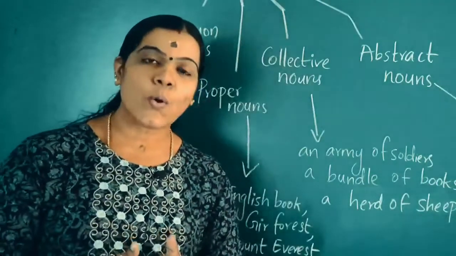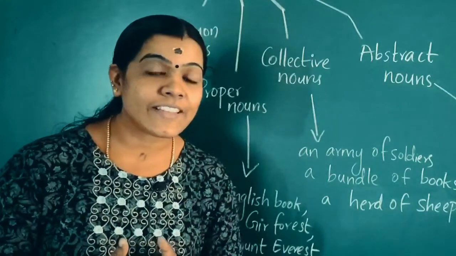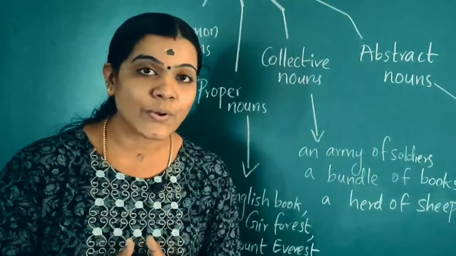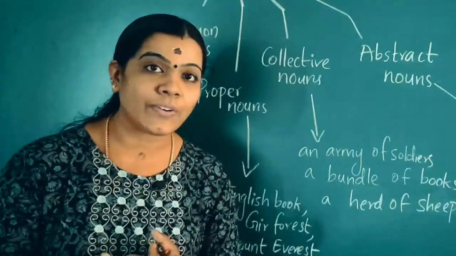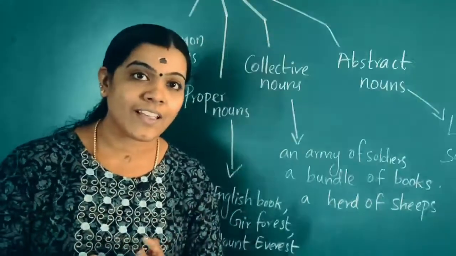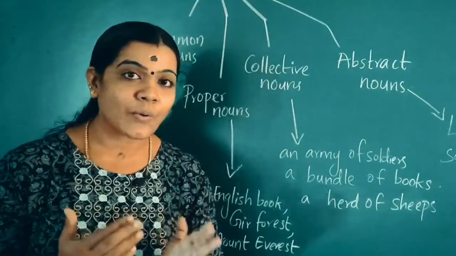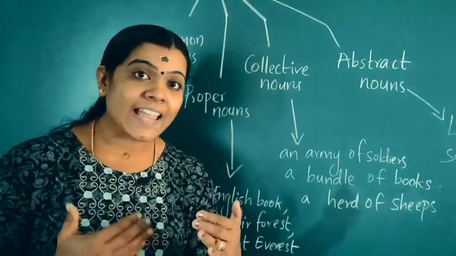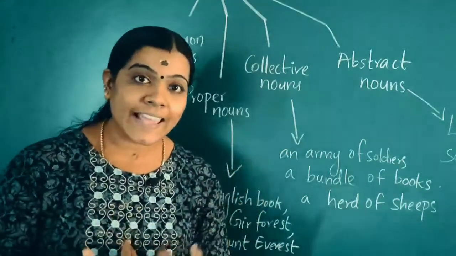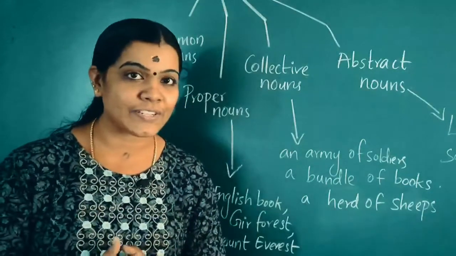Okay, children? So we have studied about nouns. So you know the definition of a noun. What do you mean by noun? In small classes you have studied about noun. What is the definition for a noun? A noun is a name of a person, place, animal, thing. You have studied that definition, no? I know that you know that definition now.